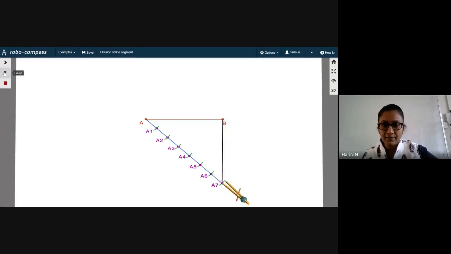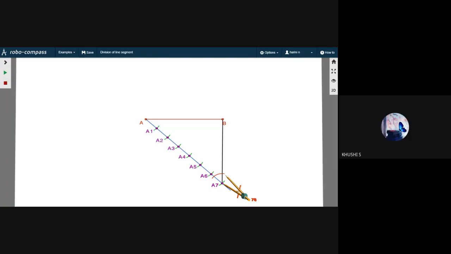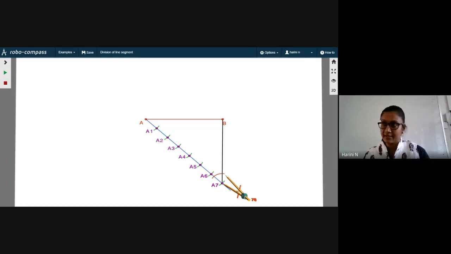So once your A7B is ready, you will take your compass and take any small arc. You take a small radius in your compass, keep it at A7 and cut an arc like this so that both the rays of that acute angle are intersected. Did you follow what is done there? Yes, ma'am. Good. Now don't change the radius in the compass.